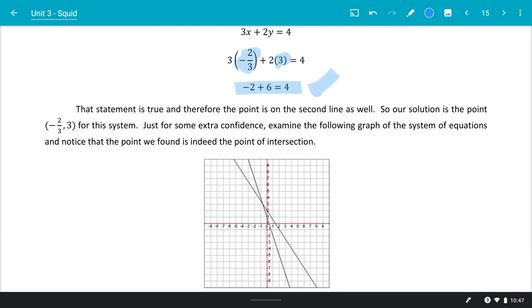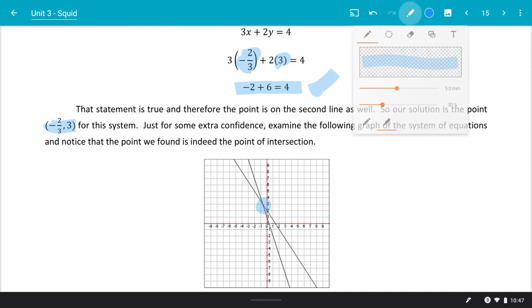The statement is true, and therefore the point on the second line as well. So our solution is the point (-2/3, 3) for the system. Just for some extra confidence, examine the following graph of the system of equations and notice that the point we found is indeed the point of intersection. There it is, (-2/3, 3).